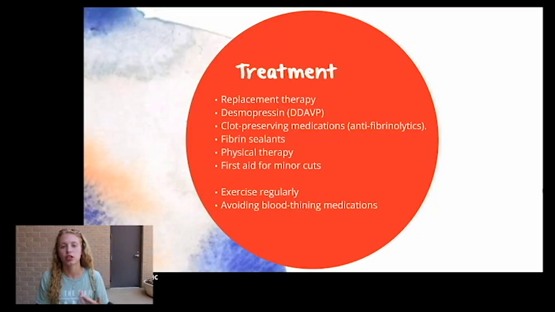There is also simple first aid for minor cuts. Like we said earlier, with hemophilia you can technically bleed out from a simple paper cut. So by doing simple first aid steps for minor cuts like that, such as applying direct pressure for a longer amount of time than you normally would, and sealing up the wound, it will help to stop the bleeding and seal the wound better.